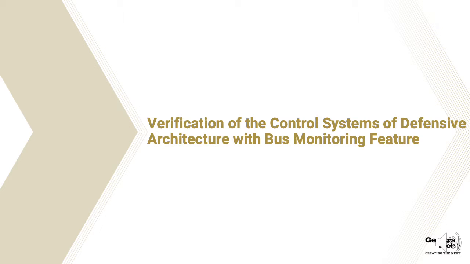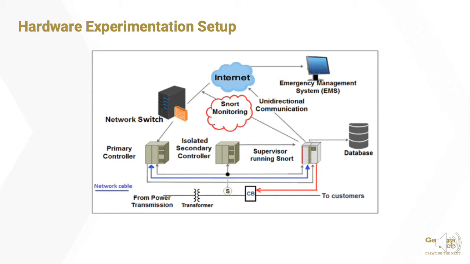Verification of the control systems of defensive architecture with bus monitoring feature. The same hardware setup is being maintained. The only addition is that of Snort. Snort is configured with rules for signature and anomaly-based intrusion detection. Snort rules are configured to send an alert if an external IP address tries to send an ICMP ping command or access the network.